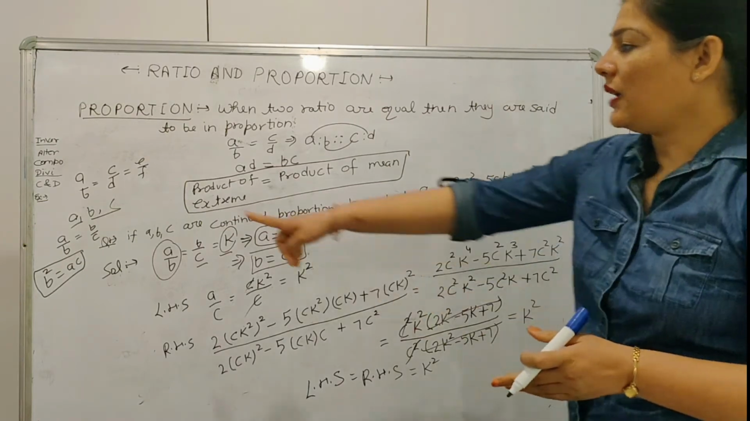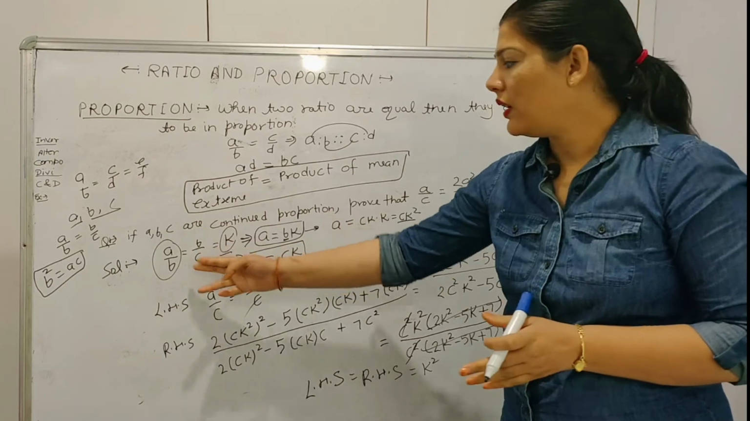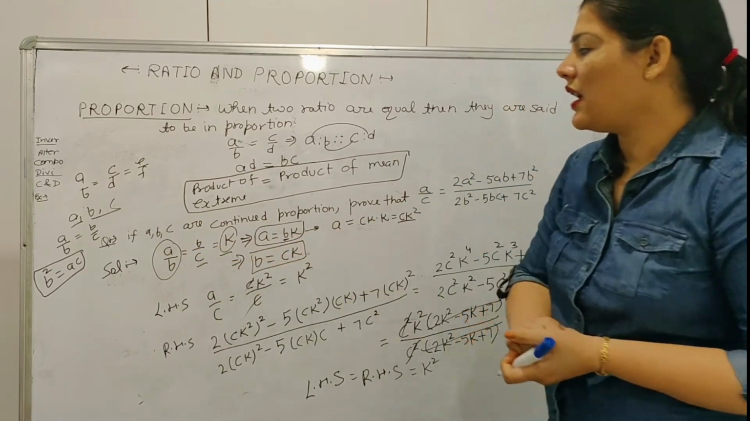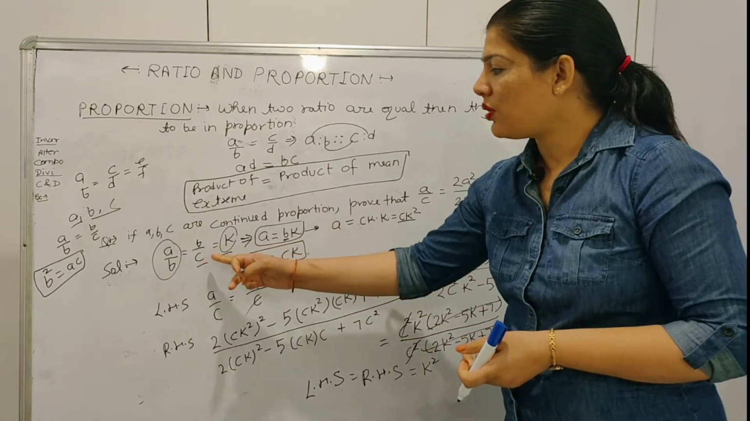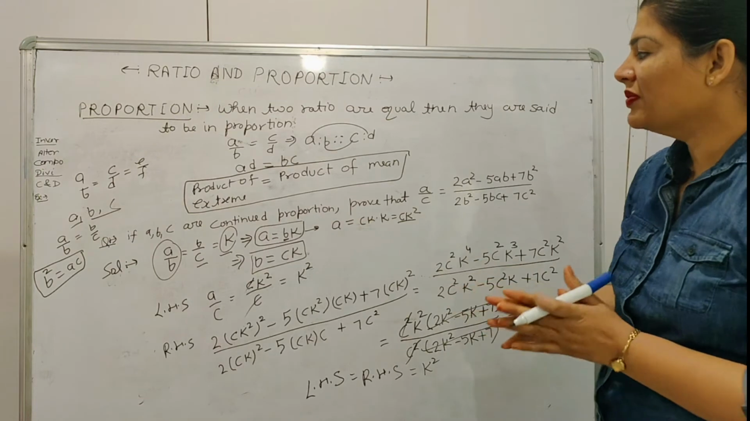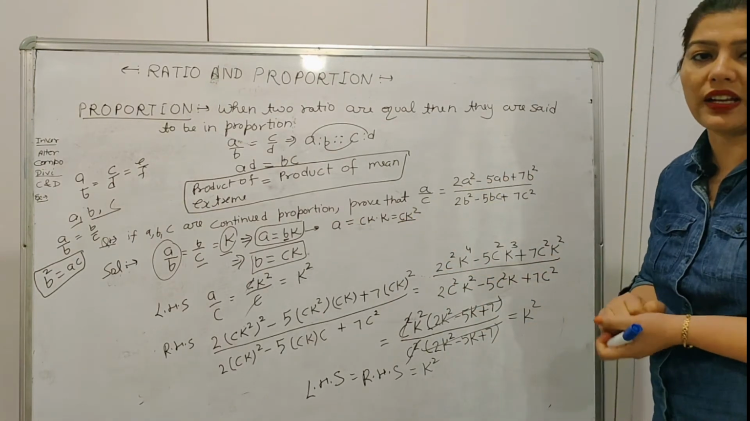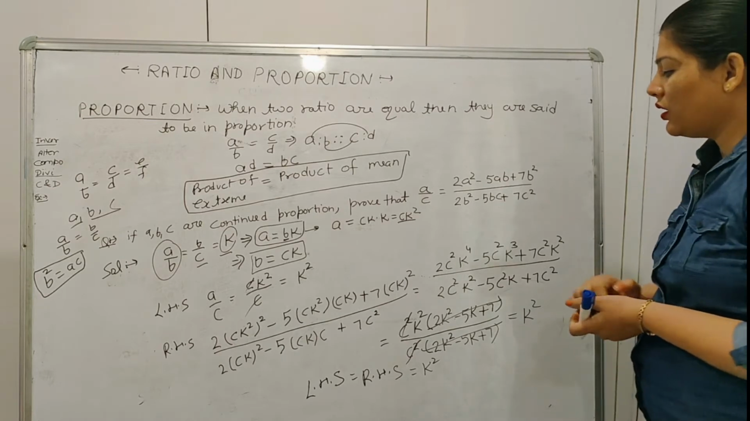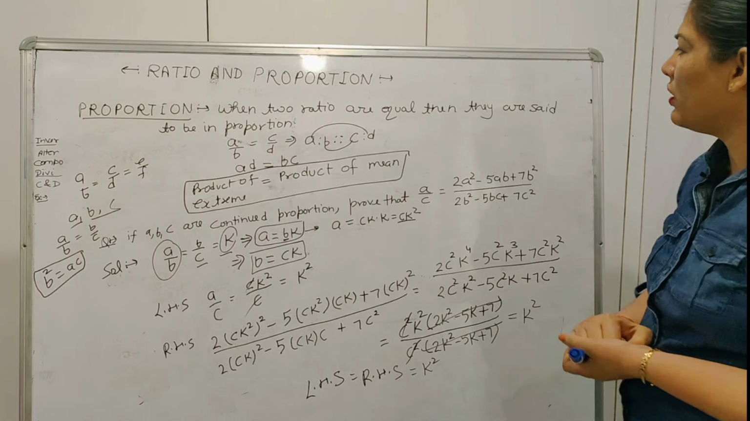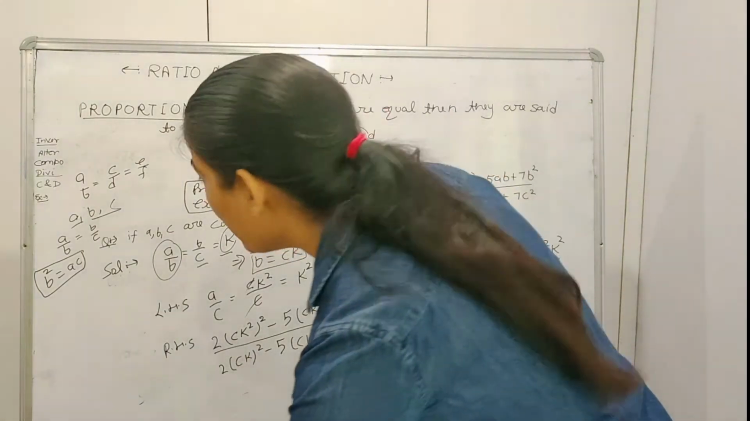So A, B, C were in continued proportion, so we take the values A by B equals B by C, and suppose these two are equal to K, then use A and B in terms of C in the given question, left hand side and right hand side both, and if those two are equal then the question is done. Okay, so now we'll discuss the properties of proportion and ratio here.